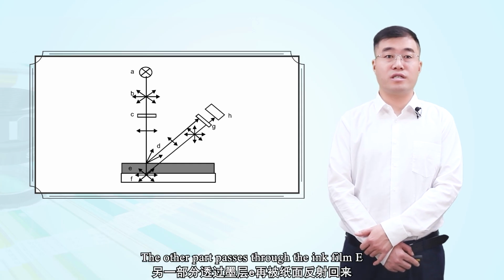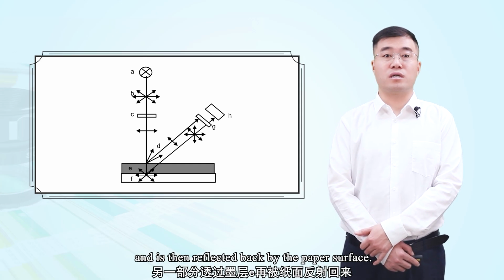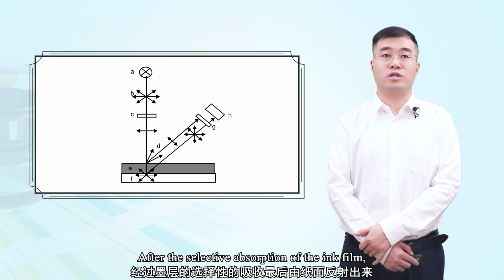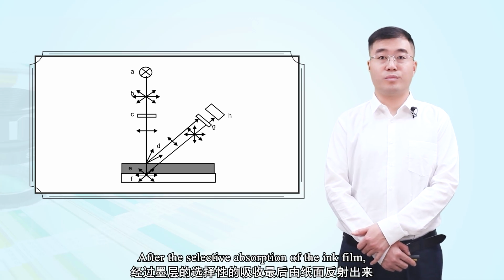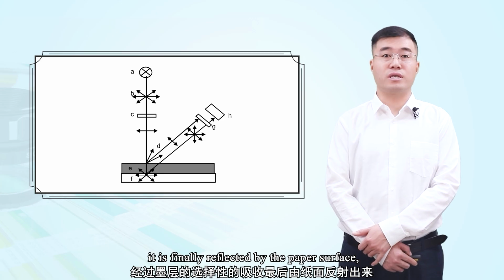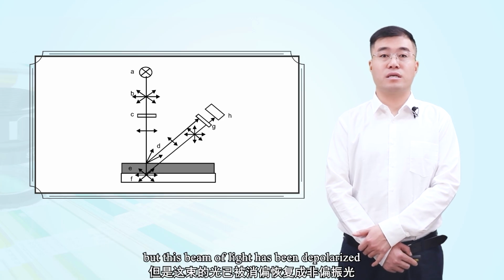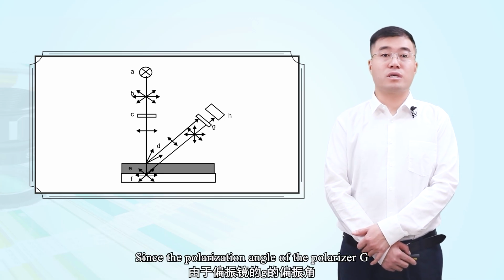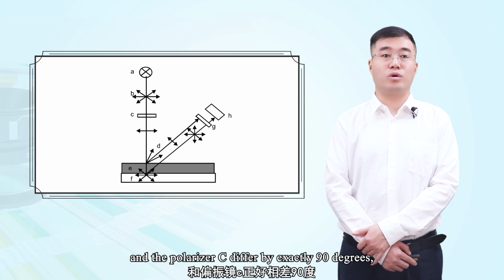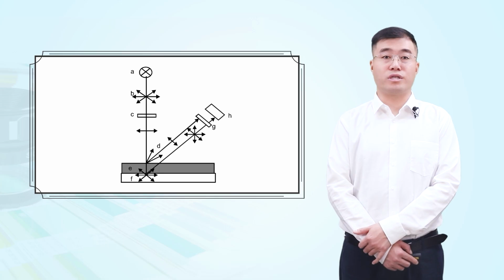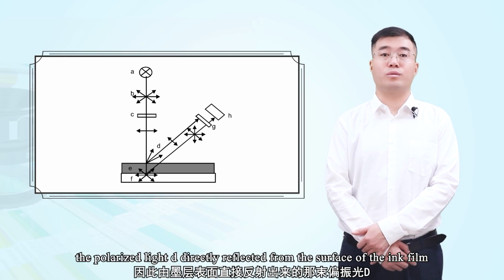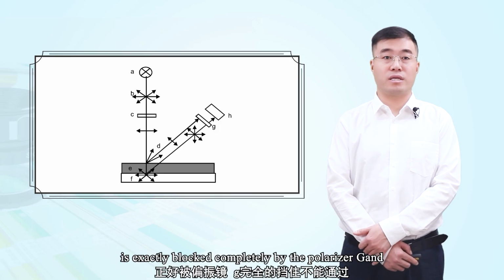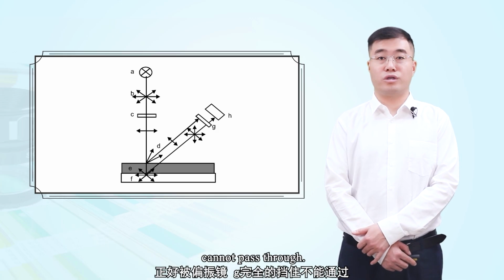The other part passes through the ink film E and is then reflected back by the paper surface. After the selective absorption of the ink film, it is finally reflected by the paper surface. But this beam of light has been depolarized and restored to unpolarized light. Since the polarization angle of the polarizer G and the polarizer C differ by exactly 90 degrees, the polarized light D, directly reflected from the surface of the ink film, is exactly blocked completely by the polarizer G and cannot pass through.